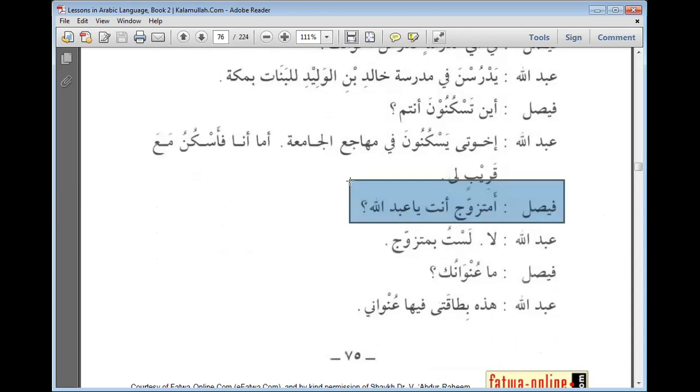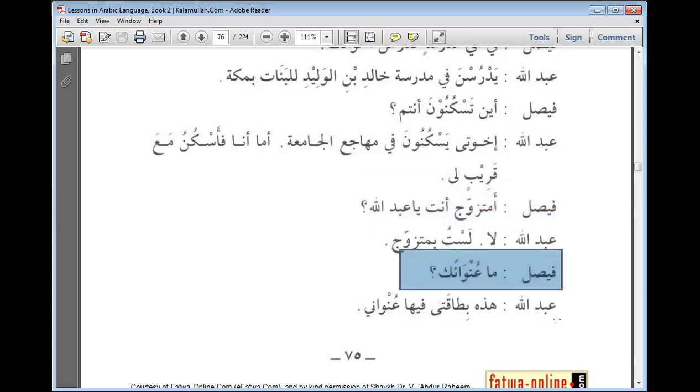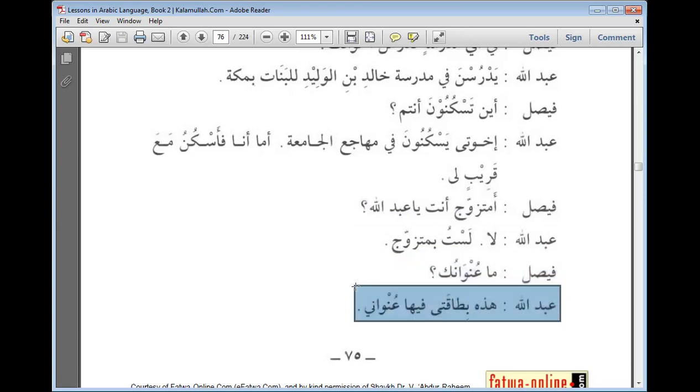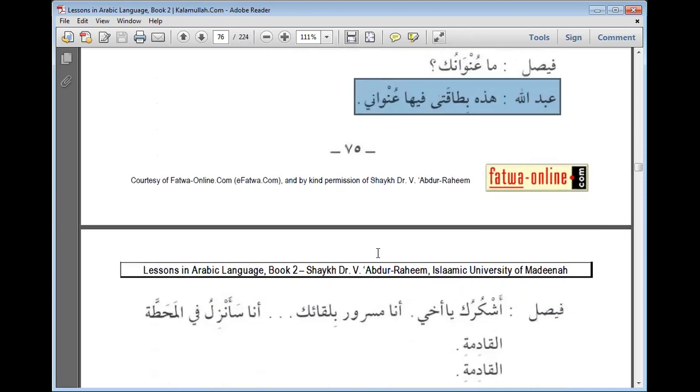فيصل أمتزوج أنت يا عبد الله؟ Again. أمتزوج أنت يا عبد الله؟ عبد الله لا، لست بمتزوج. فيصل ما عنوانك؟ What is your address? عبد الله هذه بطاقتي فيها عنواني. This is my card, on it is my address.